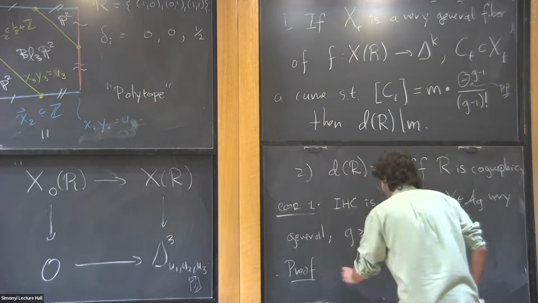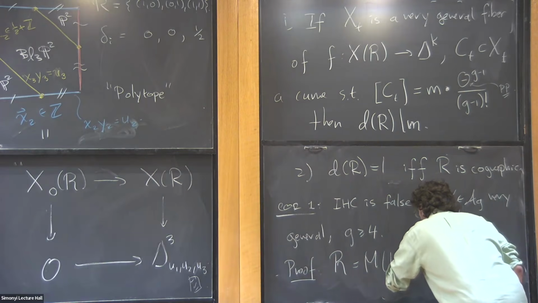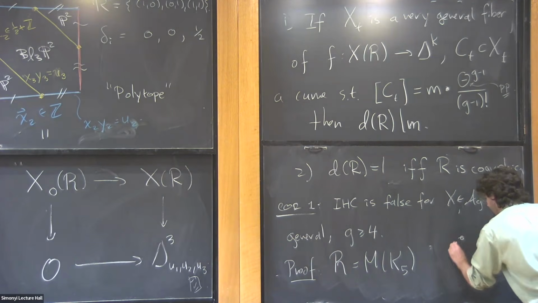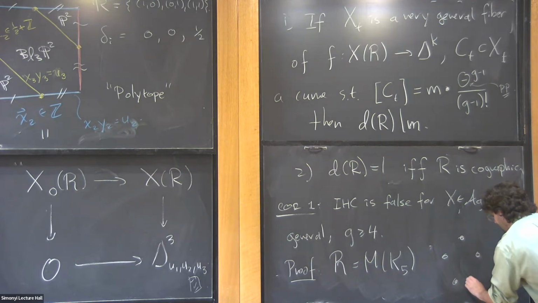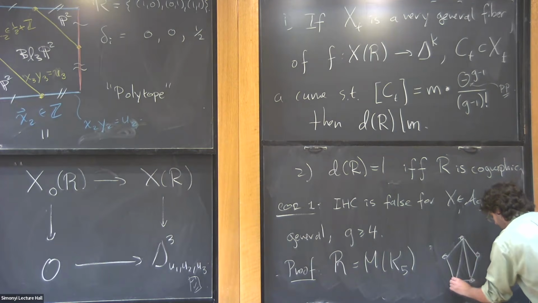So the proof is that we'll take R to be the graphic matroid of the complete graph K5. So that's this sort of pentagram graph.